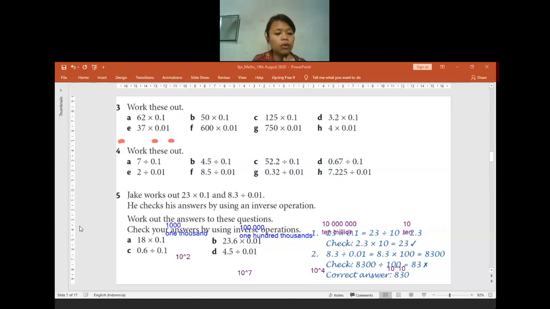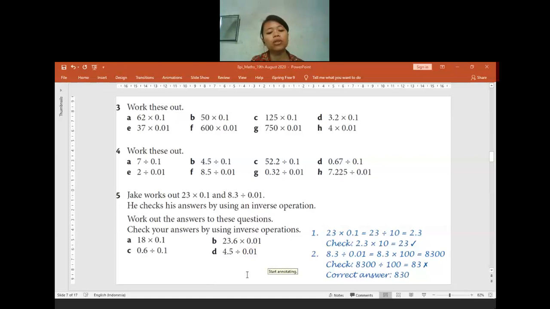Okay, now let us continue to question D then. If we cannot go back to the previous annotation, let us move to question D. We have 4.5 divided by 0.01. So it's the same as multiplying 4.5 by what number?